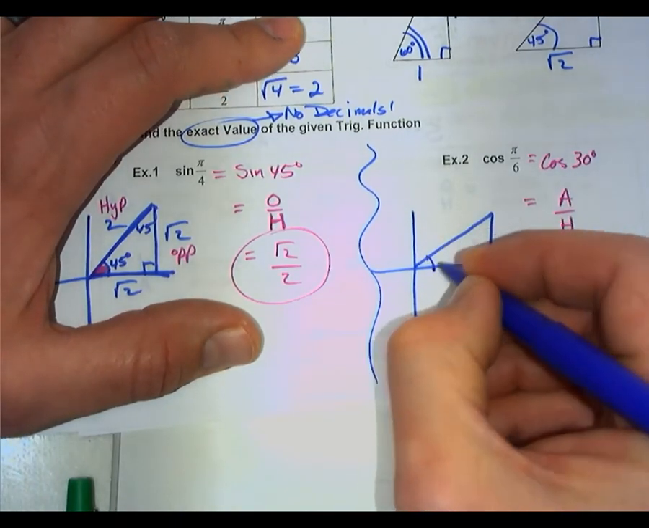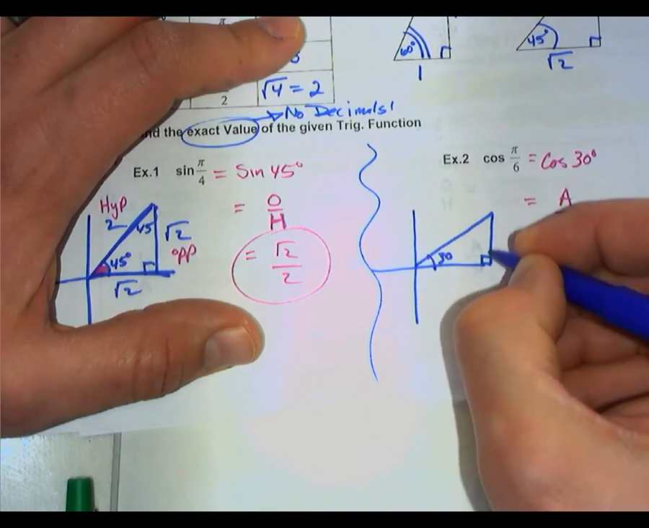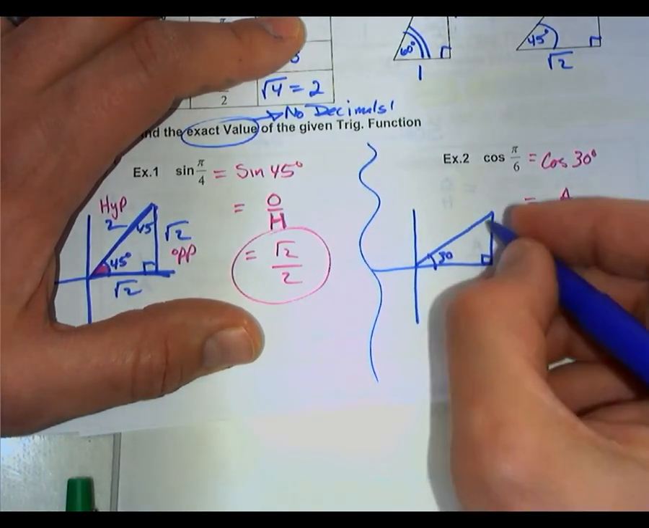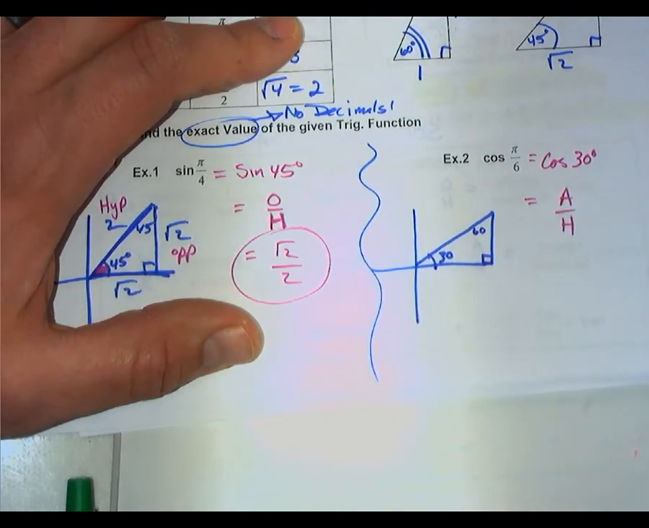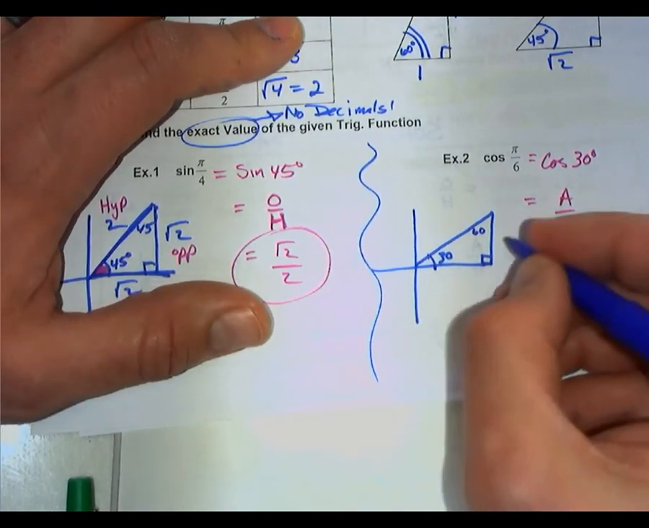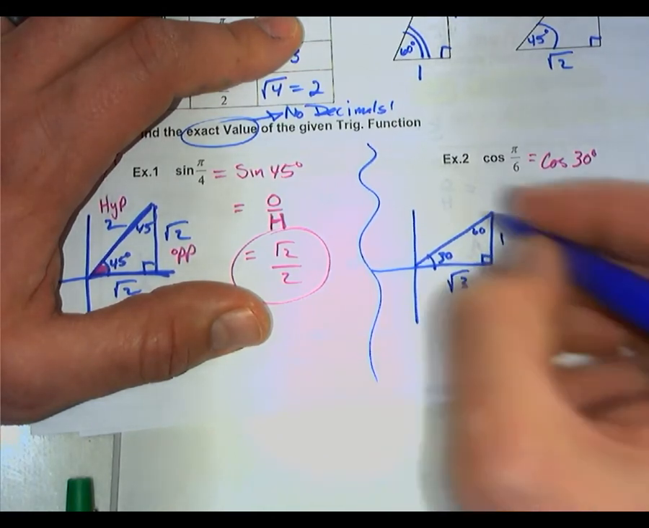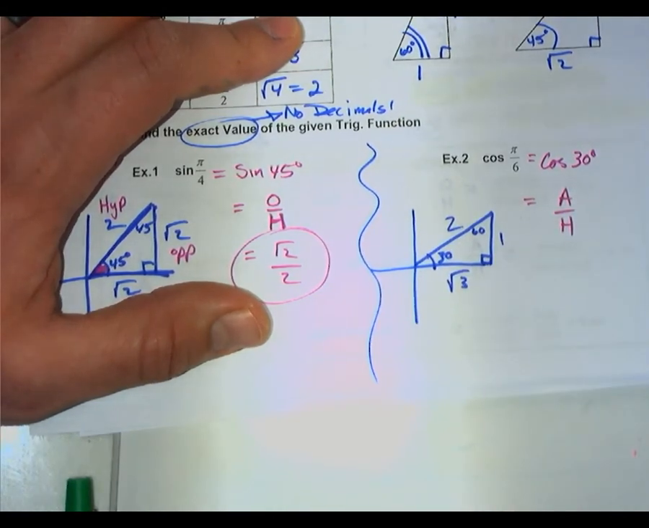So this guy here is 30 degrees. I drop down the 90 to the x-axis. And we label our 30, 60, 90 triangle with our sides. What's across from 30? 1. What's across from 60? Root 3, and the hypotenuse is always positive 2.